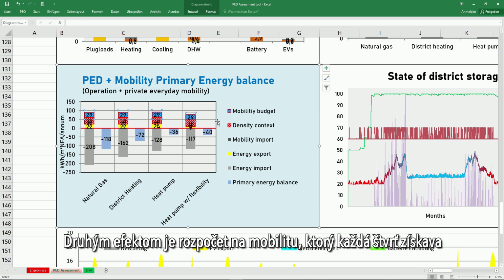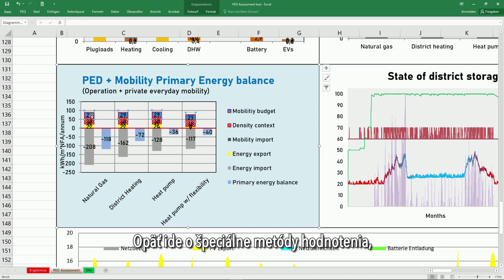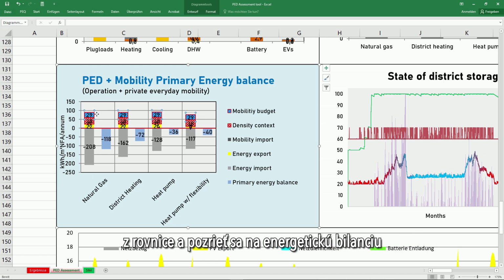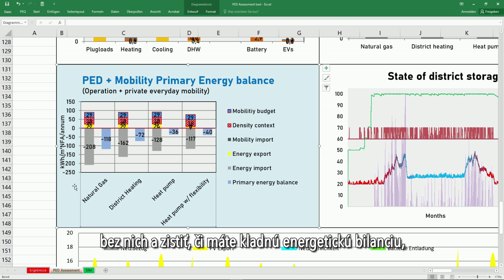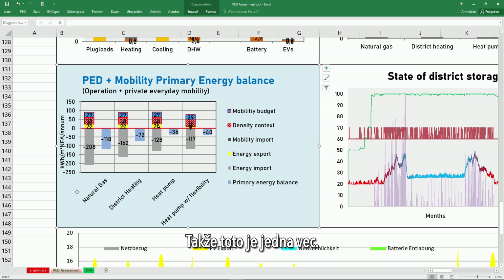And the second effect is the mobility budget that each district gets to supply its energy from renewable sources outside the district. Again, these are special to our assessment method that I showed earlier. If you don't want to use them, you can of course always take these out of the equation here and look at the energy balance without them and see if you have a positive energy balance then, if this is how you want to assess the energy balance. So this is one thing.